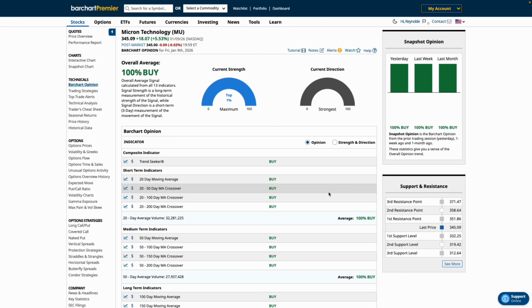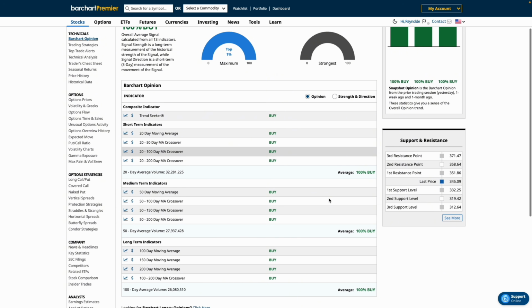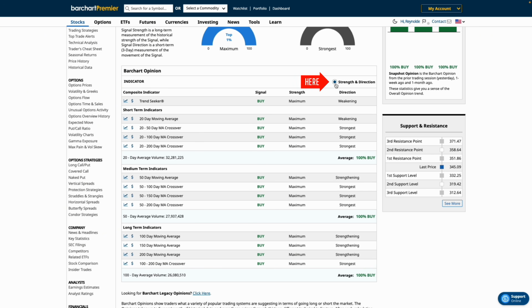What's important to understand is that Barchart Opinion automatically tracks all of these signals for you: single moving averages, crossovers, short-term and long-term trends, and blends them into one consistent technical view. Now, let's take this one step further by clicking into Strength and Direction. This section helps us understand not just what the signal is, but how close that signal may be to changing, and how strong the recent momentum is behind it.